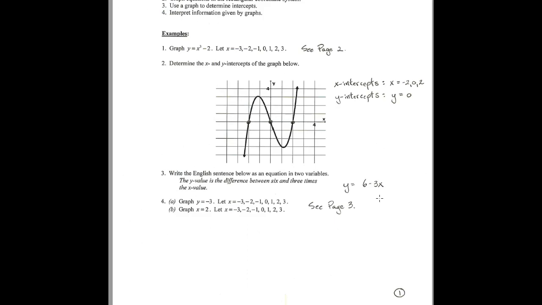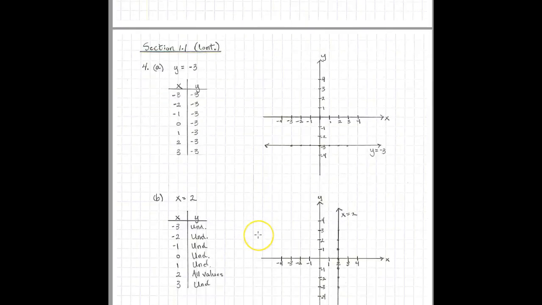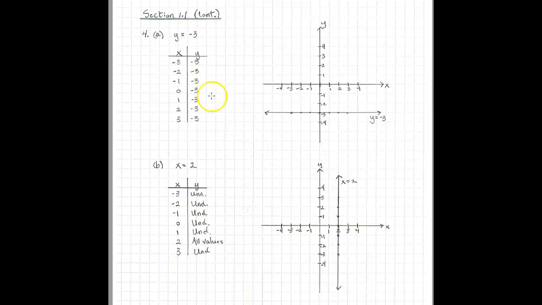Okay. And then the fourth example is to graph these simple equations. Again, we can let x be those 7 different values. So if we go to the last page of section 1.1 notes, these are actually simple to graph. They're constants. y equals minus 3 is just a graph of y equals minus 3. No matter what x value I stick in, there is no x value to stick in. So y is simply minus 3, which is that straight line across at y equals minus 3.